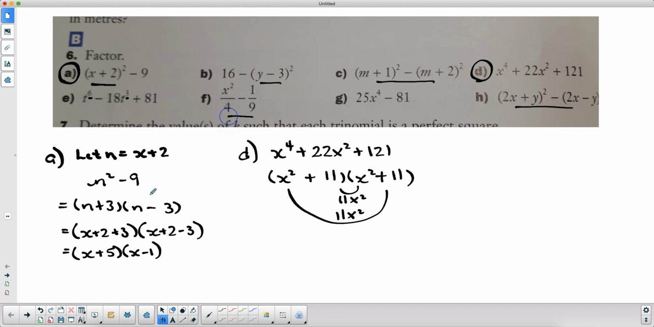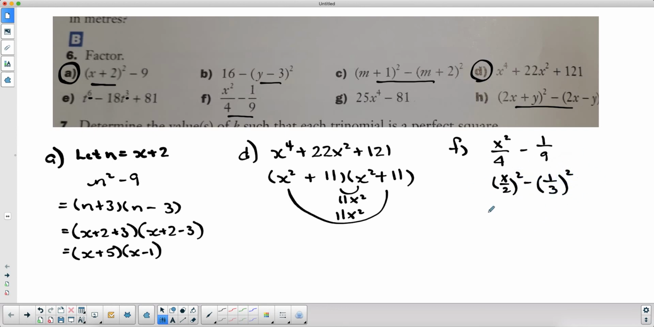And then we'll try this one here. This one will be a little bit similar to this one. I'll do this one and then you can see if you can figure that one out. So F has x squared over 4 minus 1 over 9. This is a difference of squares, believe it or not, because the bottoms are perfect squares. So basically what I have here is (x over 2) all squared minus (1/3) all squared.